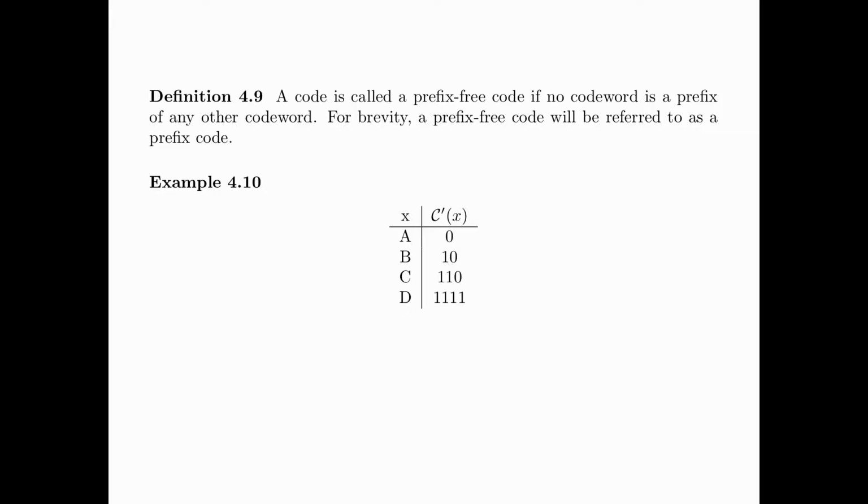Here is an example of a prefix code. Consider the code C', which maps A to 0, B to 10, C to 110, and D to 1111. It is easy to check that no code word is a prefix of another code word, and therefore C' is a prefix code.